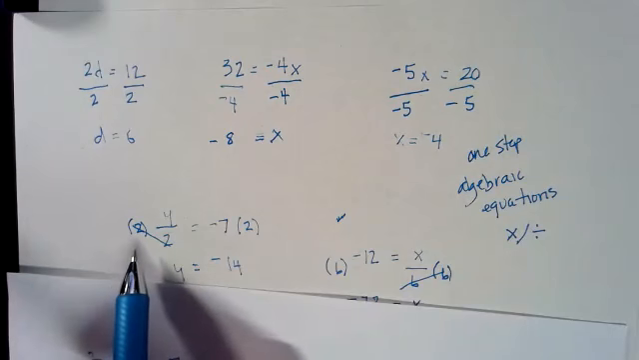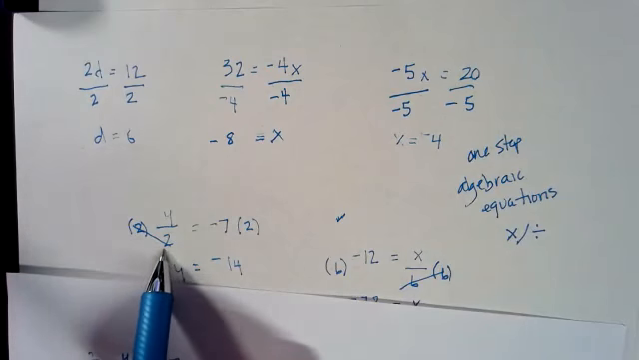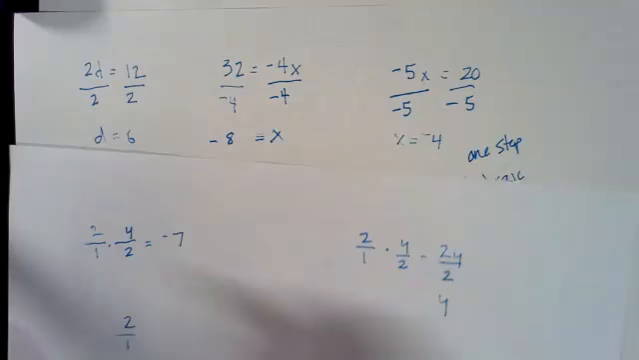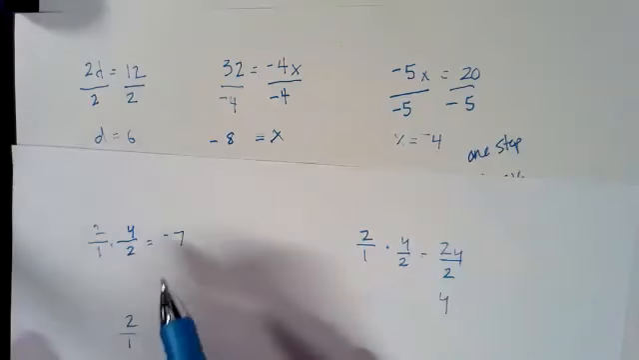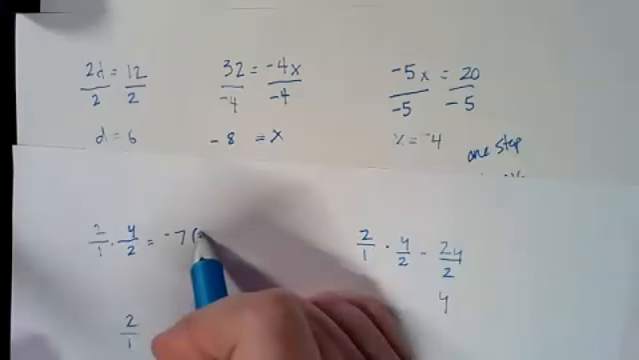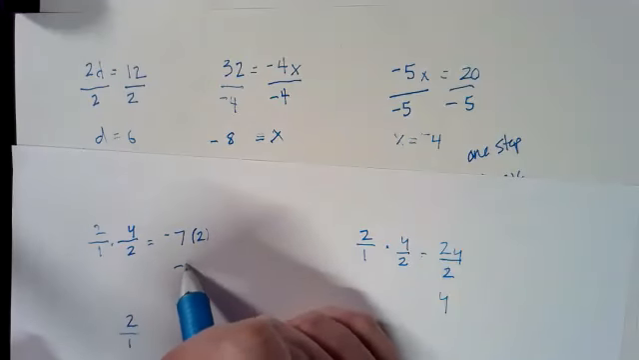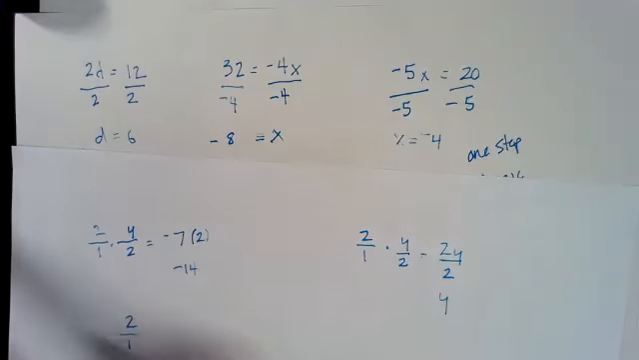When you multiply by the 2, it's going to cancel out this 2, and then you have to make sure that you multiply the other number by the 2, and that gets you the negative 14. Excellent.